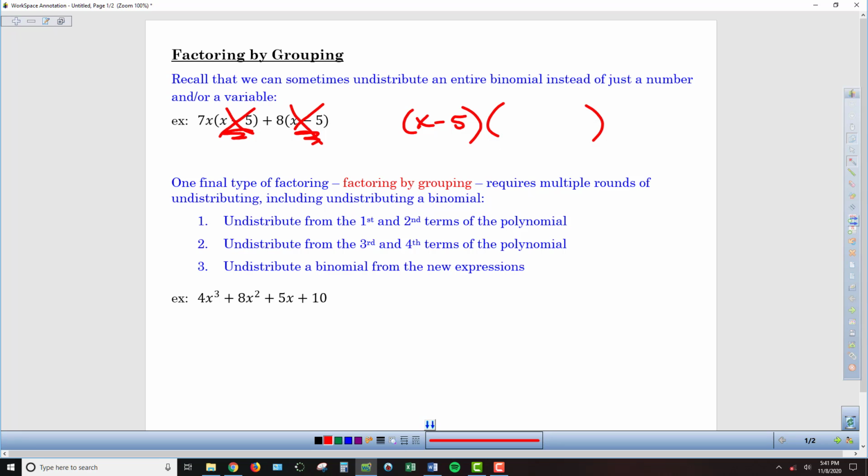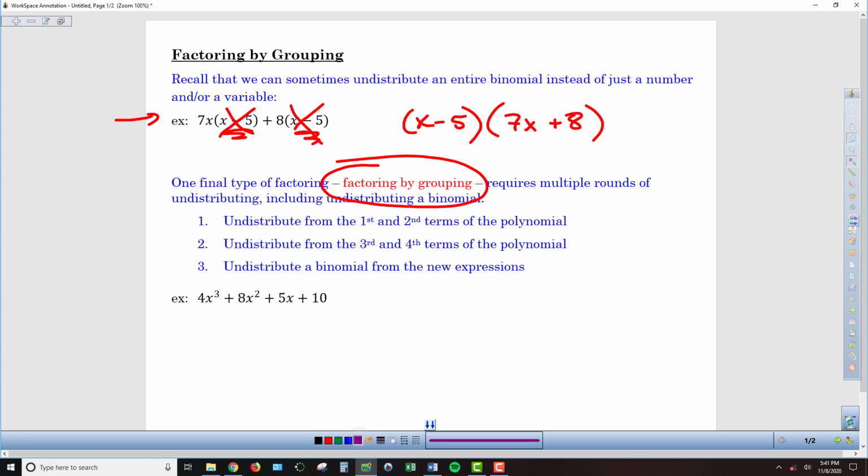So if we imagine that this is gone, then that means remaining behind from the first part of the expression is 7x, and then in the second part of the expression is just this plus 8. So this is a way that we could undistribute something other than just a number or a variable. Now that's going to be important for the type of factoring that we're looking at today, factoring by grouping, which is really just going to be a whole bunch of rounds of undistributing, the last of which will look like what we saw up here.